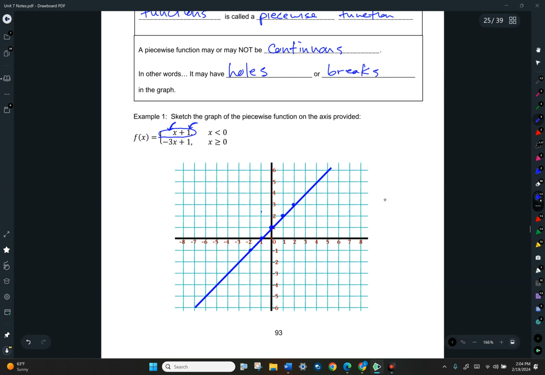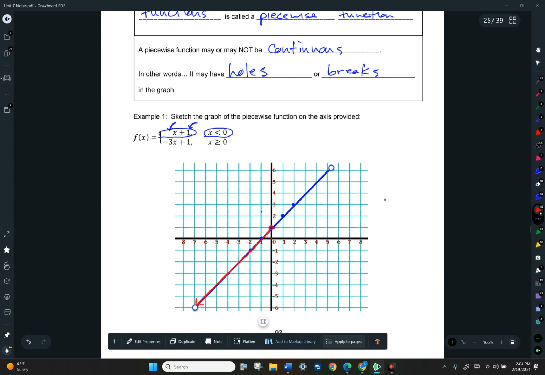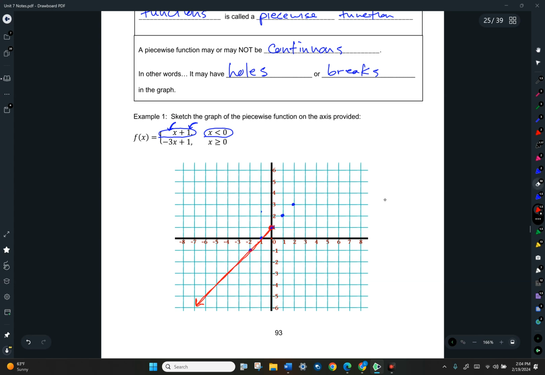But when I give it this restriction over here, that says I only want the part of the line when x is less than or equal to 0. Well, right here on the y-axis is where x equals 0. If I only want the part of that line when x is less than 0, that means I only want this side of the line. I only want this side when x is less than 0, so I don't want that right side. So I'm going to erase all of the other side.